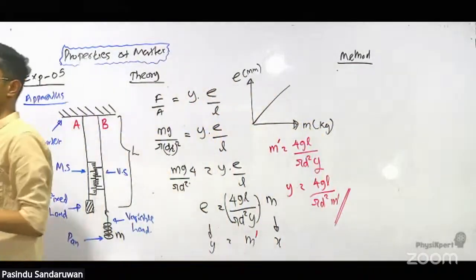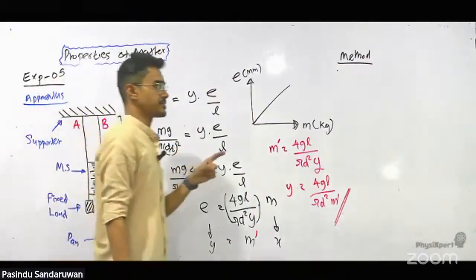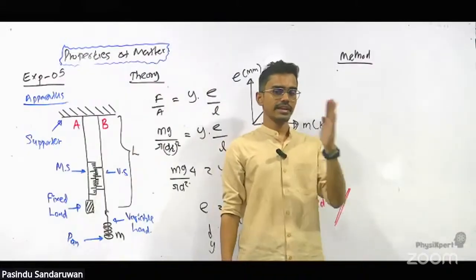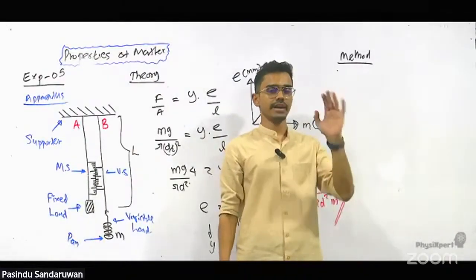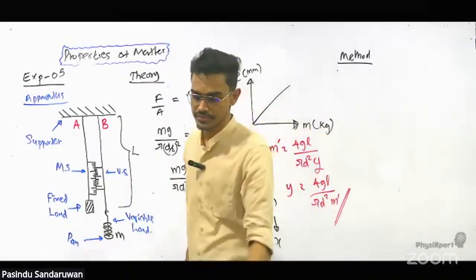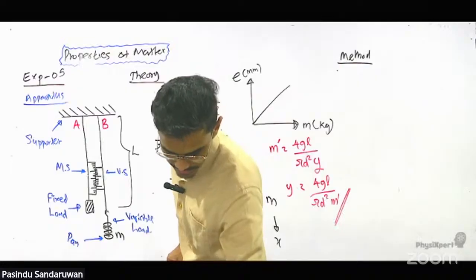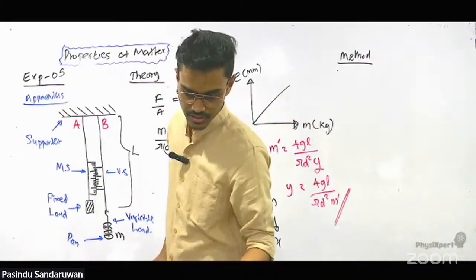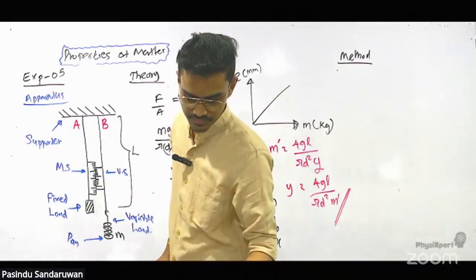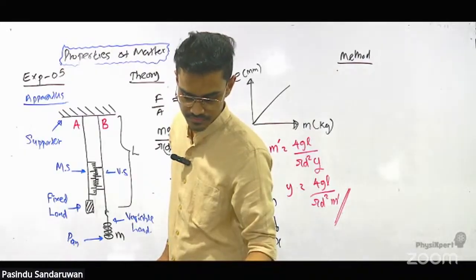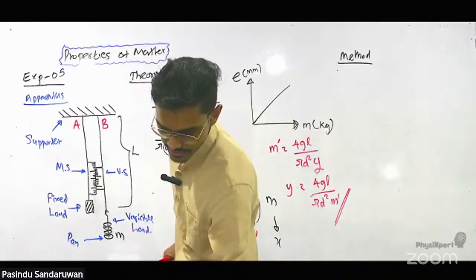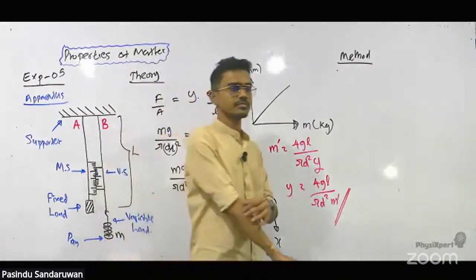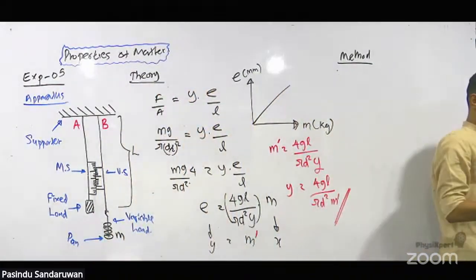Within brackets, the difference between the final reading and the initial reading gives the extension. Right. Next point.